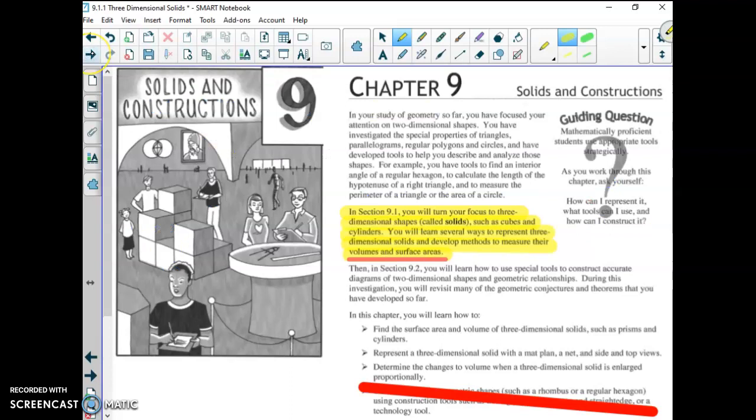So chapter 9, all about three-dimensional shapes, cubes, cylinders, prisms, pyramids, things like that. Then we're going to skip section 9.2. We're going to skip the other part of chapter 10 that we haven't done. And we're going to finish up this chapter with chapter 11.1, which again is all about solids. So everything's going to be 3D from here on out. Good thing we know a lot about 2D to help us out.